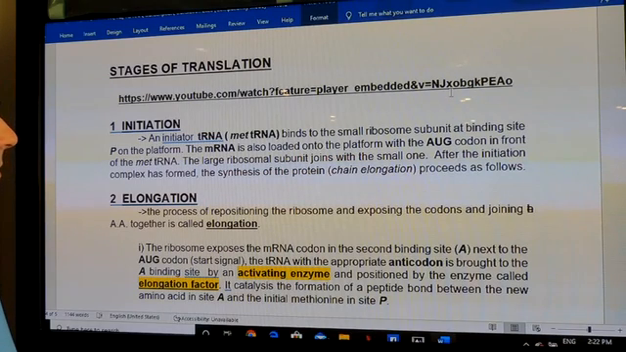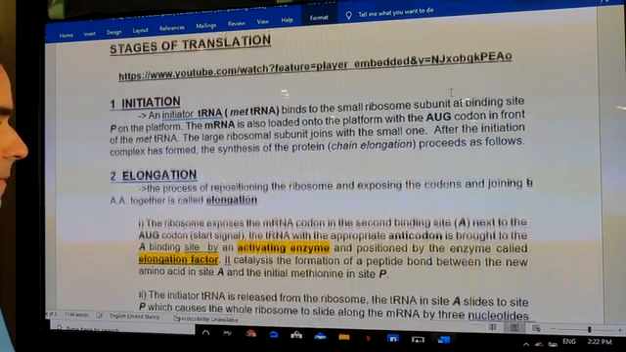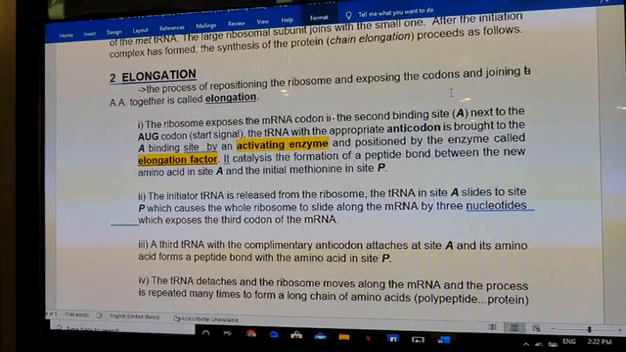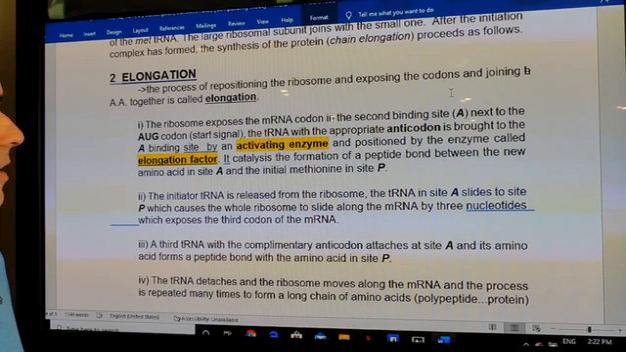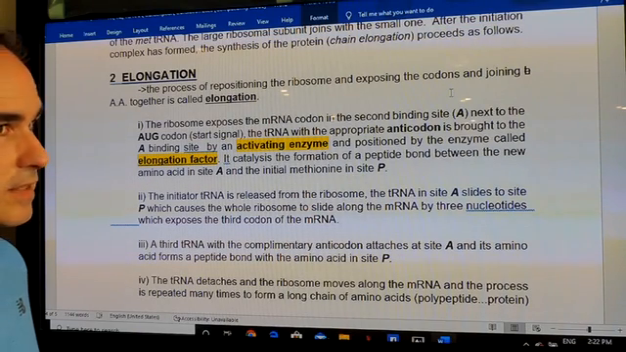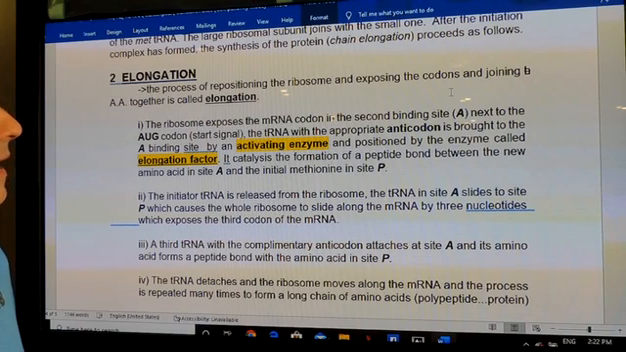After the initiation complex is formed, the synthesis of the protein chain elongation proceeds as follows. So elongation, process of repositioning the ribosome and exposing the codons and joining the amino acids together. That's called elongation. Ribosome exposes the mRNA at the second binding site, A, next to the AUG. Just remember that the A is next to the P site.